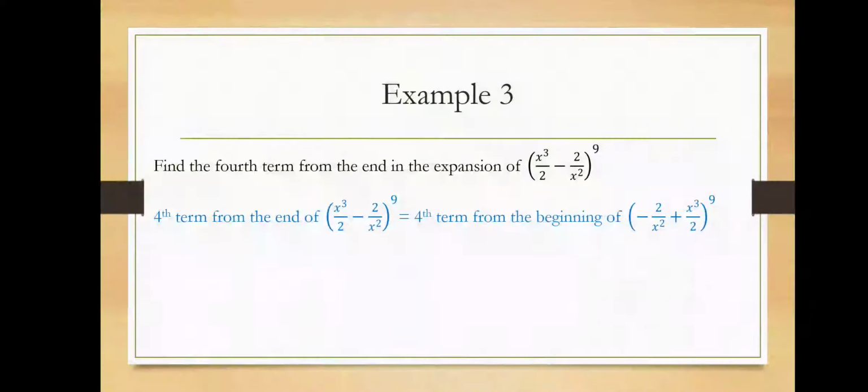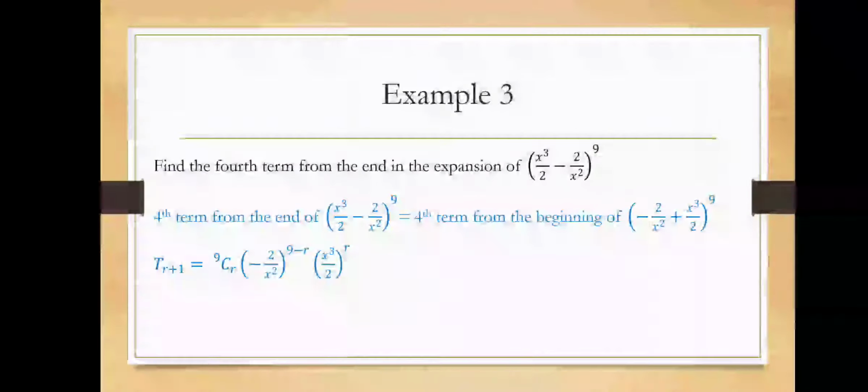Now let me find the general term of this. If I find the general term, it looks something like this: 9Cr (minus 2 by x square) whole to the power 9 minus r times (x cube by 2) whole to the power r. Now in this case, you can see I have taken the minus along with the term itself. I could have separately written minus 1 to the power r, but obviously here I am not much bothered with the general term, so I am not being very pedantic about the way I am writing it.